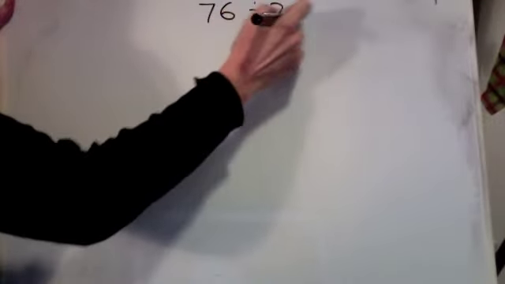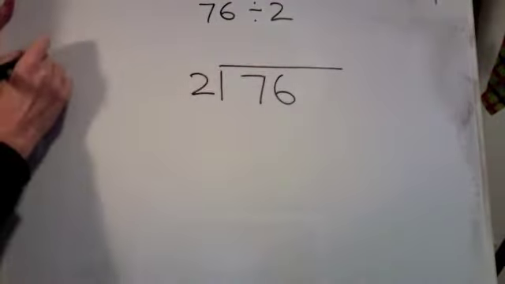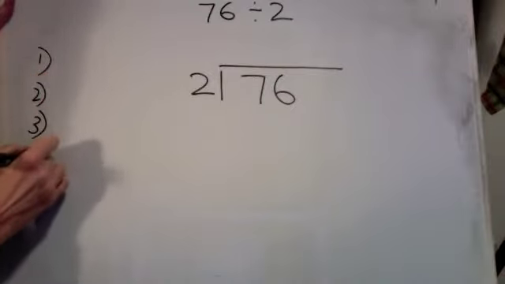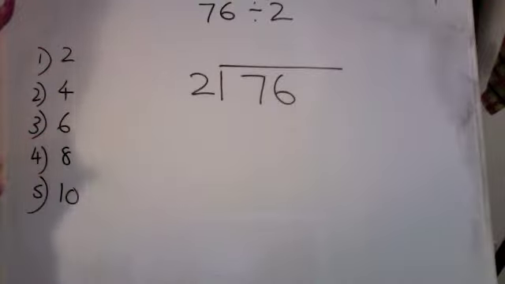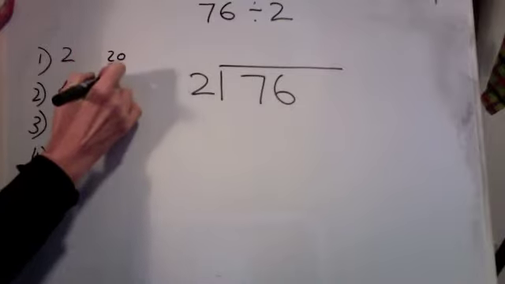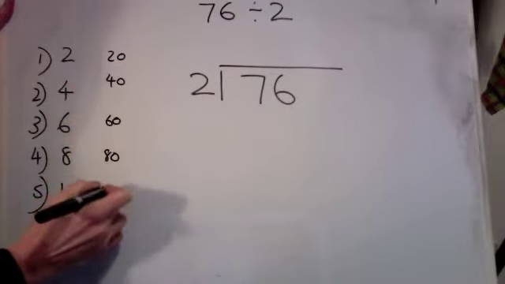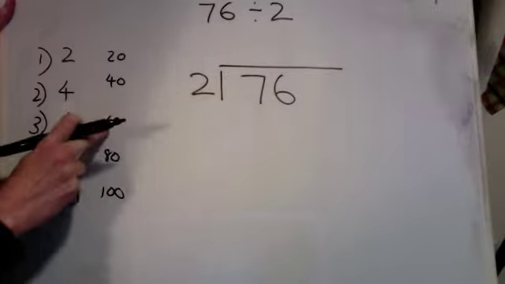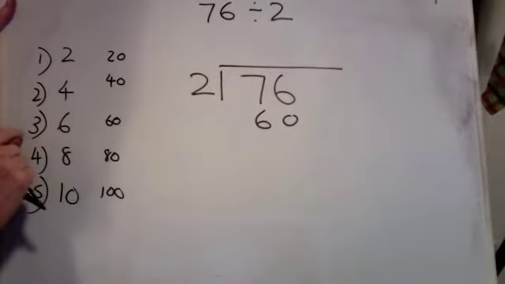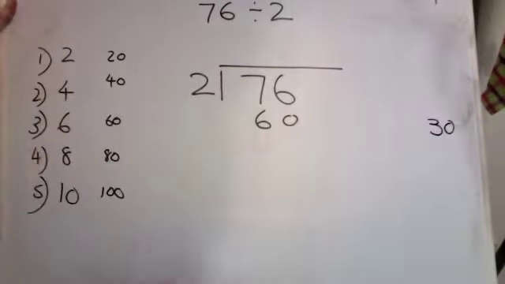76 divided by 2. Write out the bus stop and the first 5 multiples. 2, 4, 6, 8, 10. 10 times each of these numbers. I'm looking for a number as close to 76 as possible without going over. 80 is the closest number I've got, but it's too high, so I'm going to use 60. 3 2s are 6, so 30 2s are 60. Put my 30 over here.